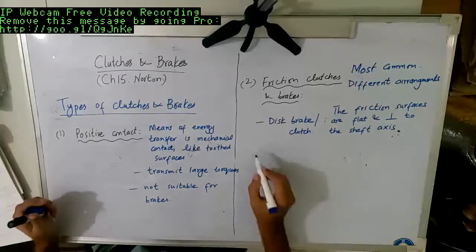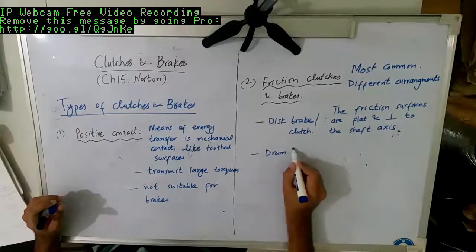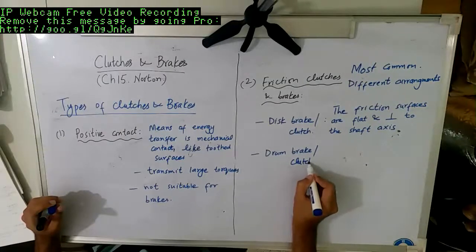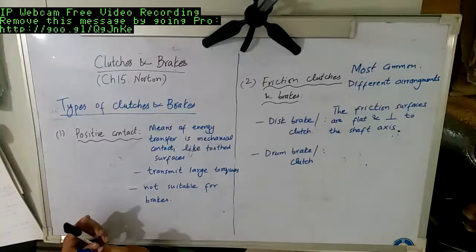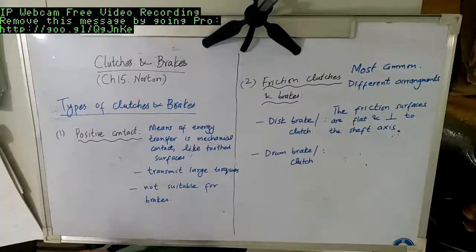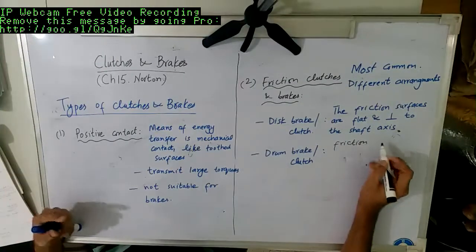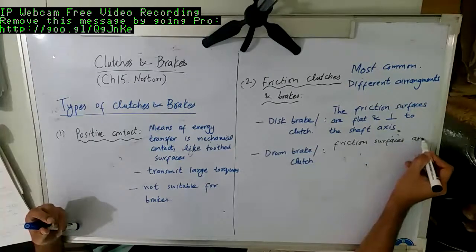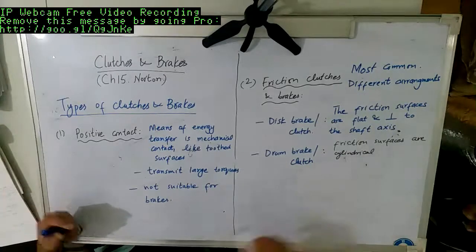The second type of friction clutches or brakes is the drum brake or clutch. So these are all common types. You must have seen some of these in automobiles or in bicycles or motorcycles. So in drum brakes we have cylindrical friction surfaces. So the principle is still friction, but the friction surfaces are cylindrical in nature.